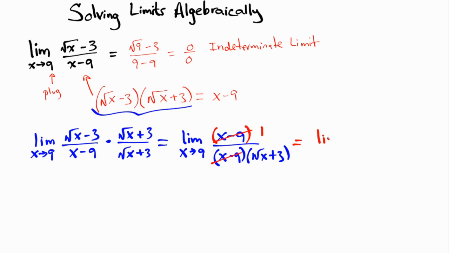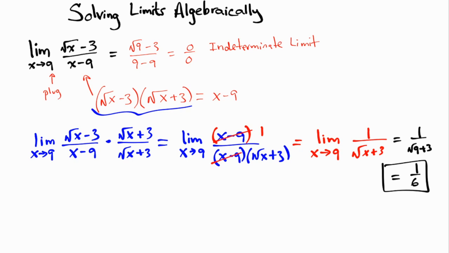Since everything cancels in the numerator, it gets replaced with a 1. So now we have the limit expressed in a new way because of algebraic manipulation. And we say that if we plug this 9 into the x now, we get 1 over the square root of 9 plus 3, which gives us 1 over 6. And that will be the limit here. That means that there is a hole in the graph at the x value we're using, which is 9, and the y value we get is 1/6.